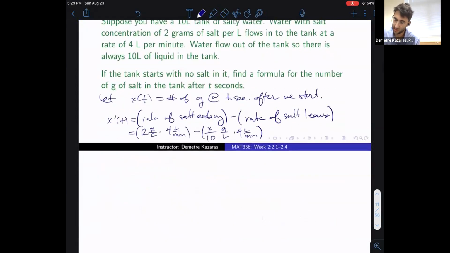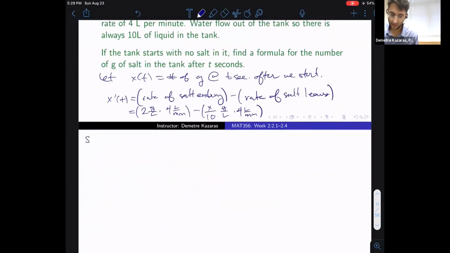All right, so let's write down what we just found out. We just found a differential equation. x prime is equal to 8 minus 2/5 x. Or in other words, let's move the x to the other side. We get x prime plus 2/5 x is equal to 8. That is a nice differential equation for the number of grams in the tank at any given time.